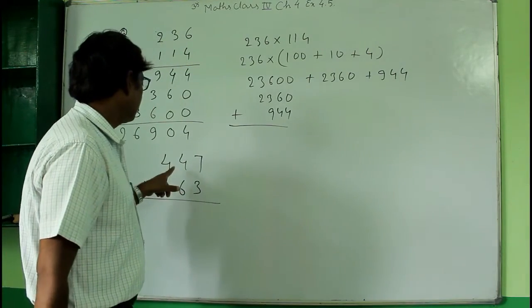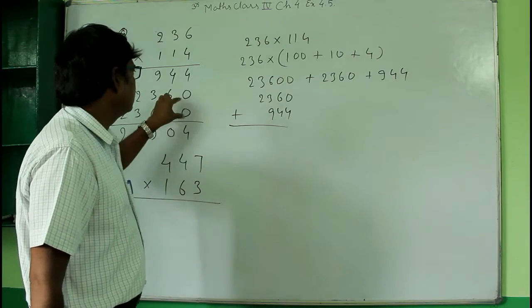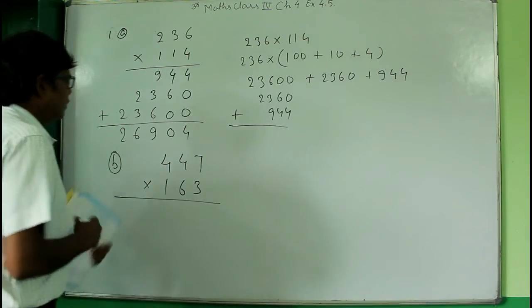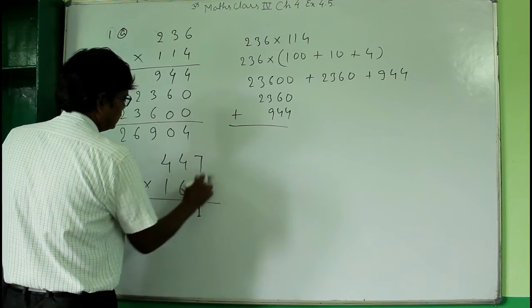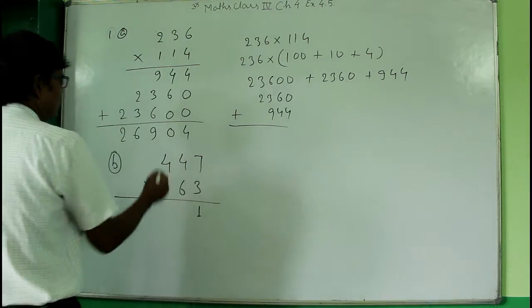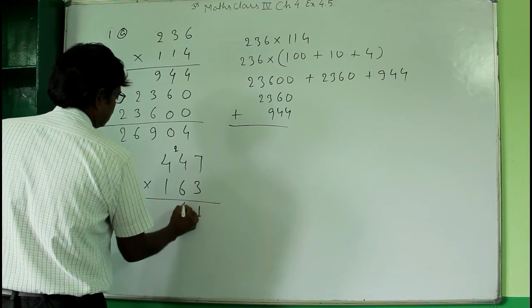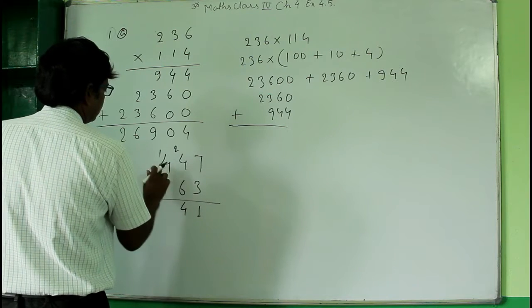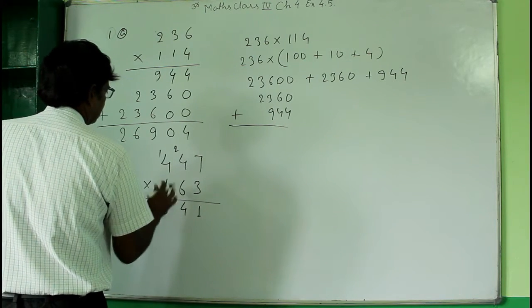Then I will multiply only this with 3, this with 6 and this with 1, and then I will put the zeros according to the places. Okay. So 7 3s are 21. So 2 is carried here. 3 4s are 12 plus 2 is 14. Then 1 is carried. Then 3 4s are 12 plus 1 will be 13.